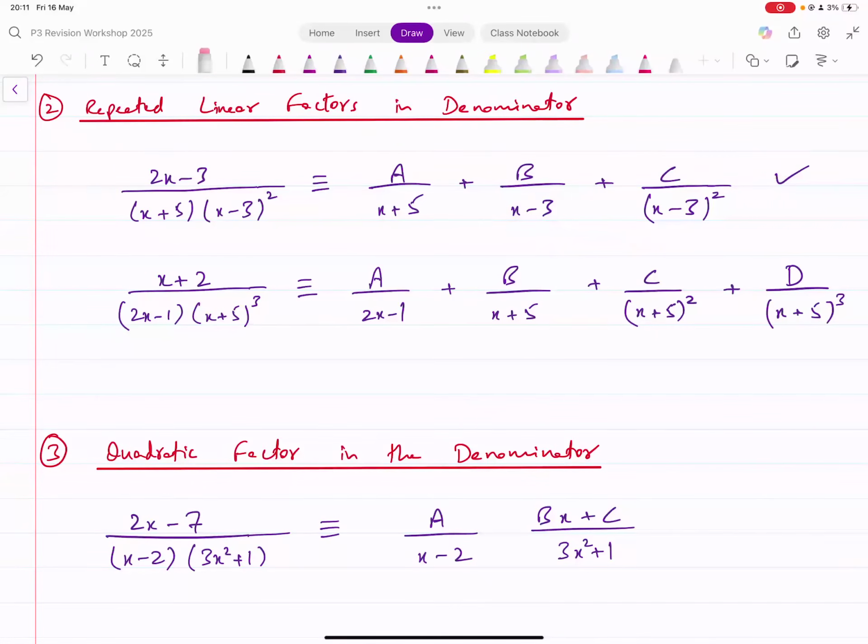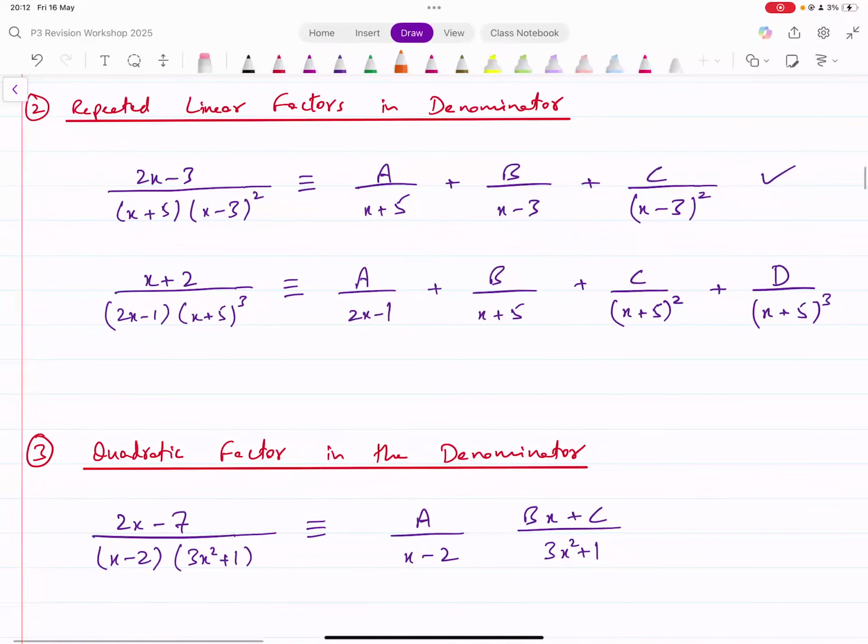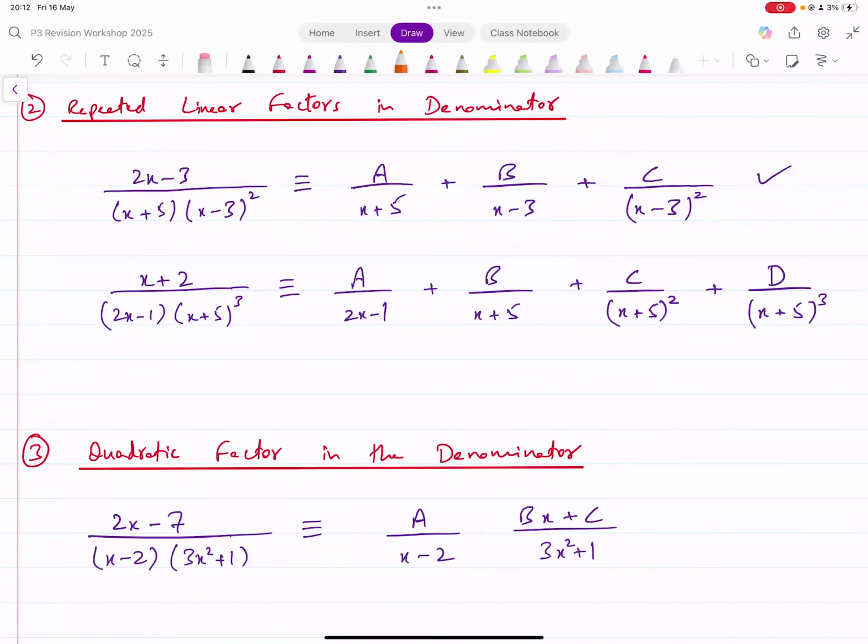Now, you won't see any example in the past papers until now, but in the recent past papers, they are trying new things. So what if you end up having a cube there? What would happen in that case? In that case, you would say this is a over 2x minus 1 plus b over x plus 5, c over x plus 5 whole squared, and so on. You consider power 1 first, and you consider power 2, and then power 3 like this, right? So it's the same pattern that appears here as well.